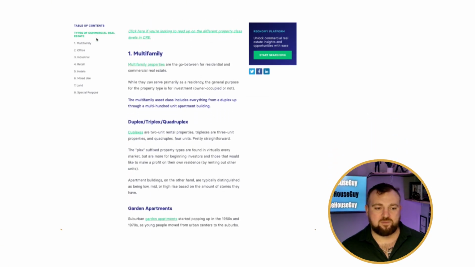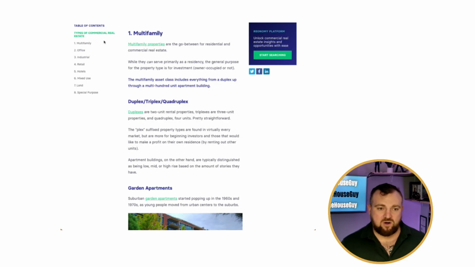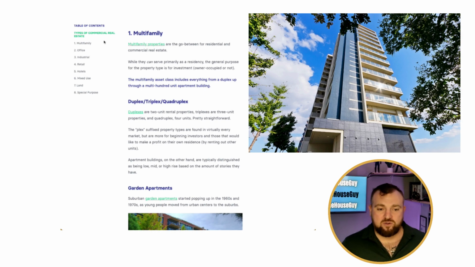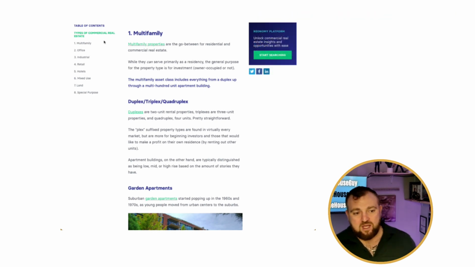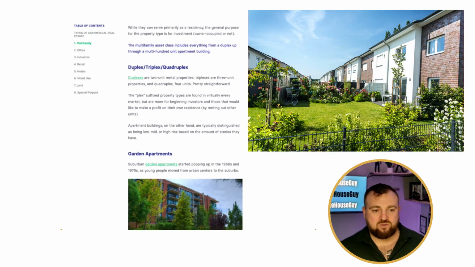All right, let's go down and we're going to get into the first type. We're going to talk about multifamily. So multifamily properties are the go-between for residential and commercial real estate. While they can serve primarily as a residency, the general purpose for the property type is for investment, owner-occupied or not. The multifamily asset class includes everything from a duplex up through multi-hundred unit apartment buildings.